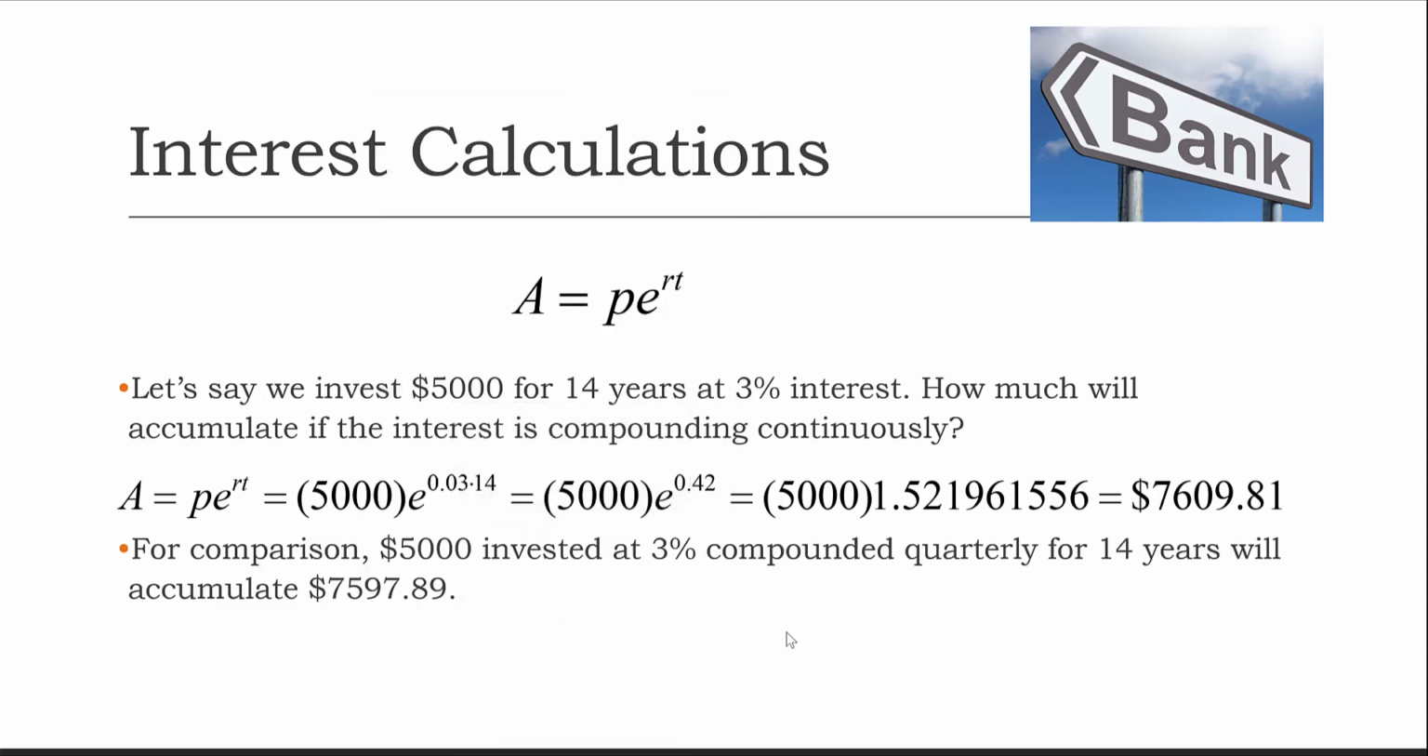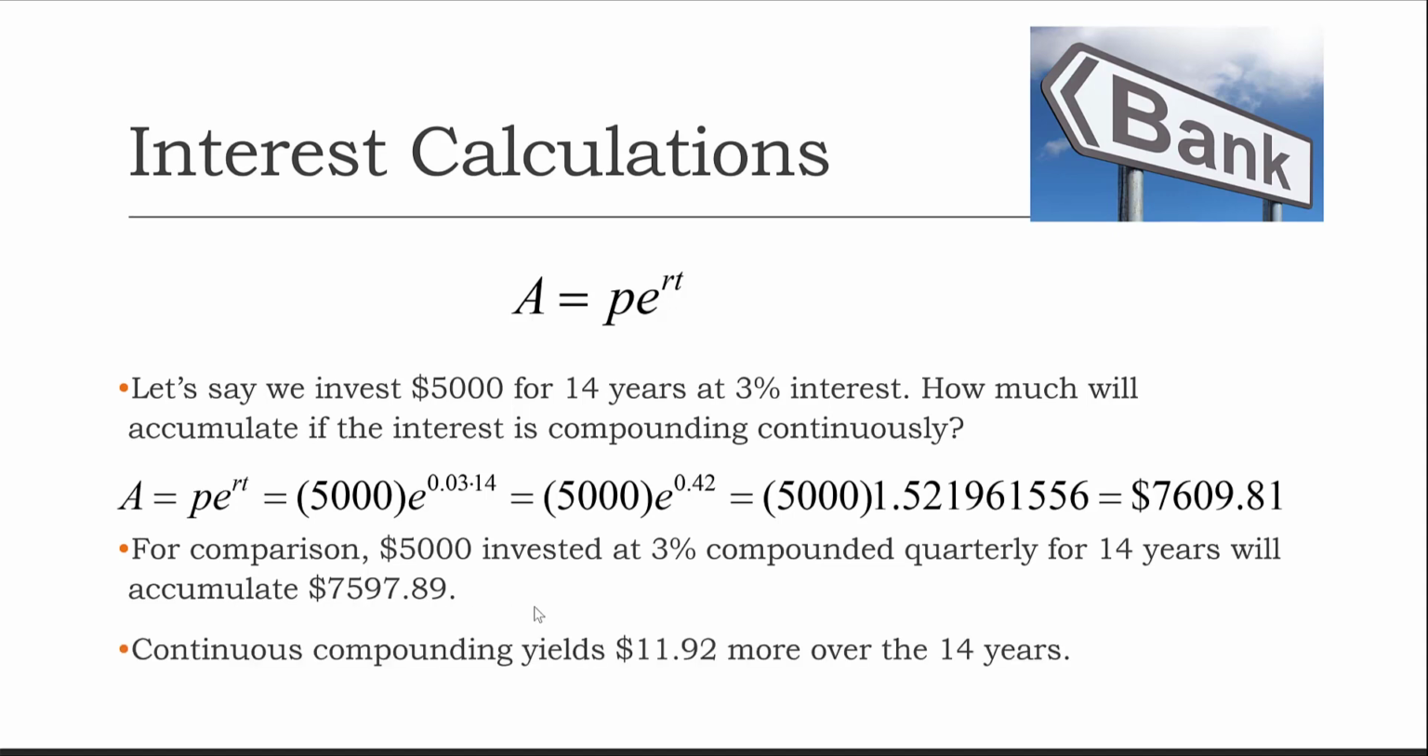For comparison, if we just invested compounded quarterly, we would accumulate $7,597.89. So the continuous compounding yielded more interest, $11.92 over the 14 years.